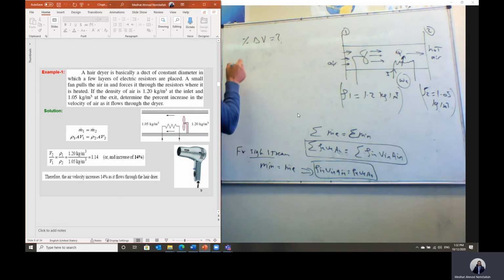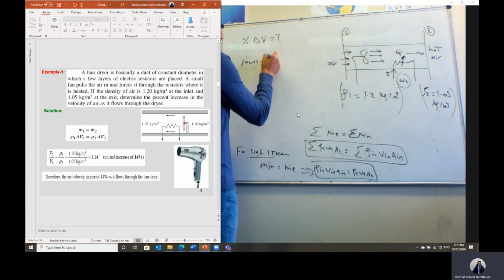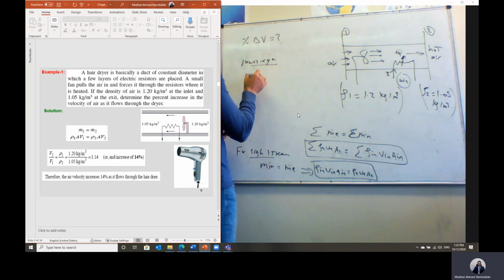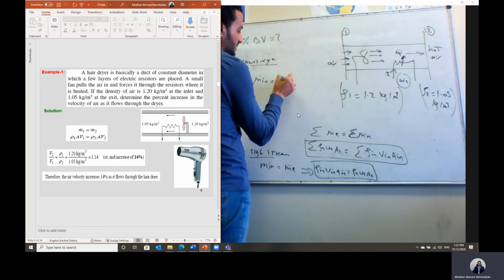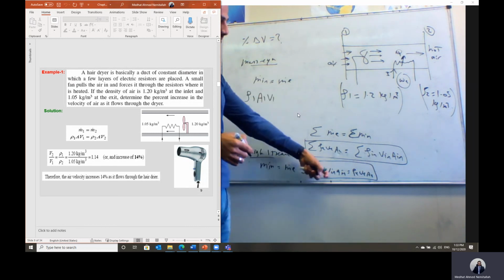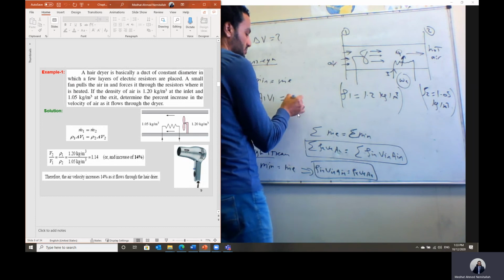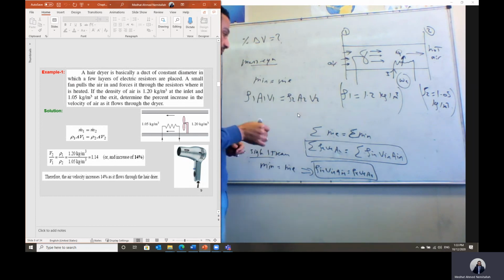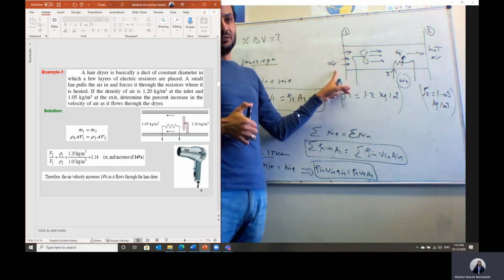So in this case, applying the mass equation for a steady flow single stream, we can say mass flow rate inlet equals mass flow rate outlet, or m dot exit will equal m dot inlet. Or we can say, instead of inlet and outlet, we can call them 1 and 2. Then we can say rho 1 A1 V1 will be the same as rho 2 A2 multiplied by the velocity V2. Here, this is a constant cross-sectional duct.